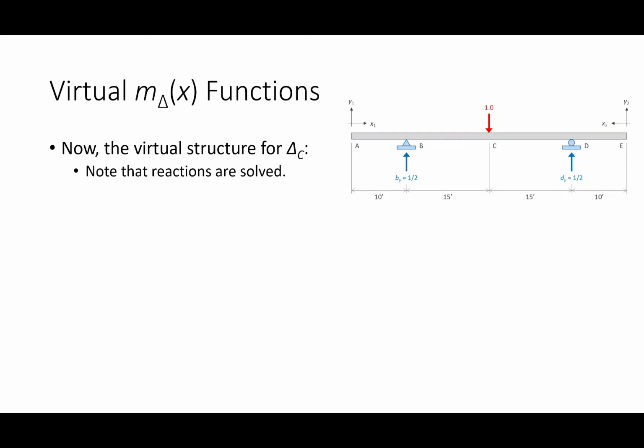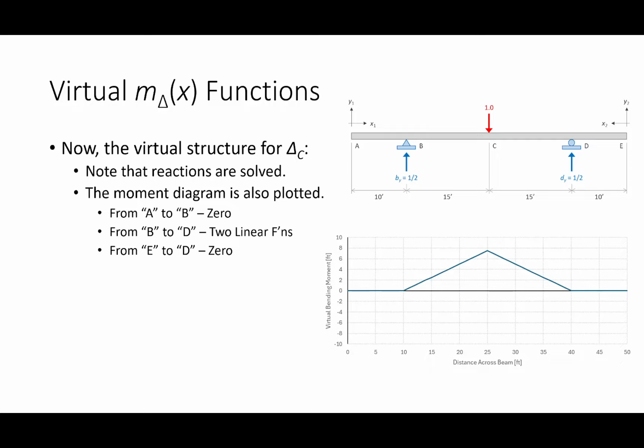Okay, what about our virtual structure? Our virtual structure, if we're trying to find the vertical deflection at C, I put a single point load there at C. I get half and half. So that's what my moment diagram looks like. So what do I get? From A to B, the moment is 0. From D to E, the moment is 0.